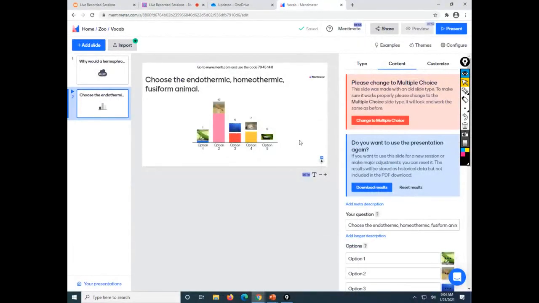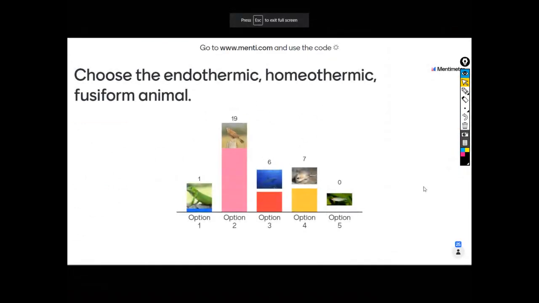Alrighty, so hopefully we have better luck with the screens today. So at the end of class, you don't need to put the code in or anything.